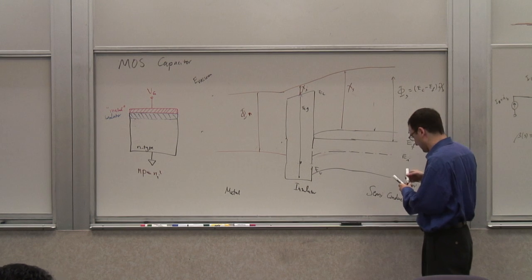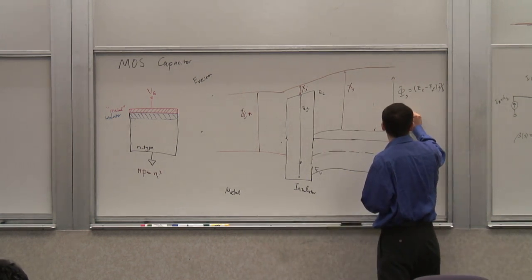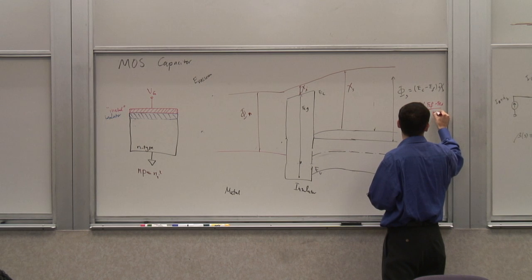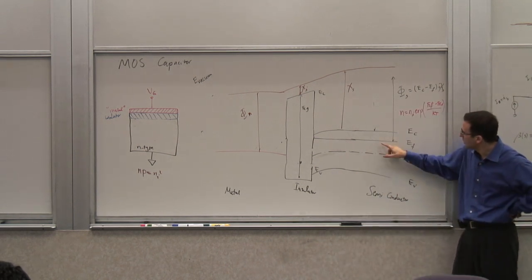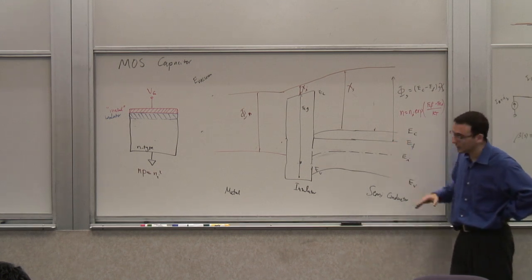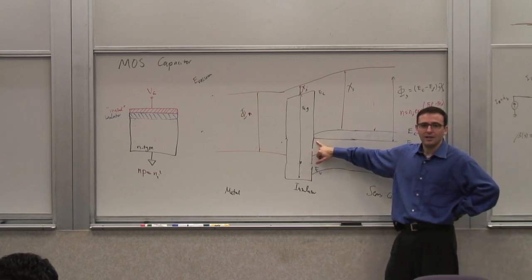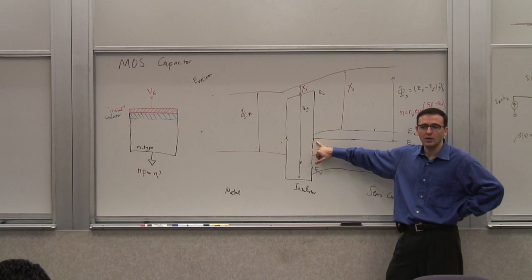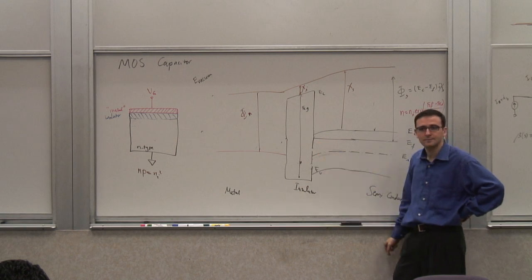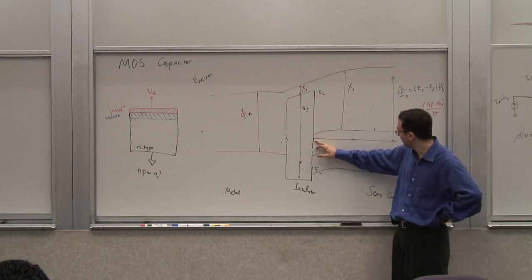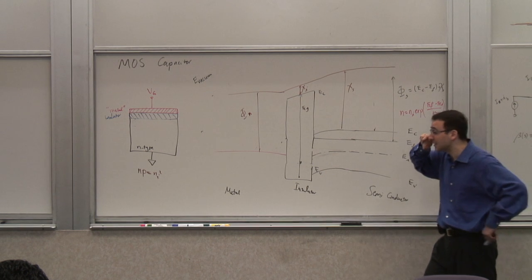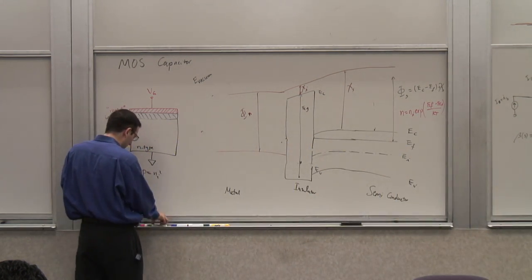And we know n, the density of electrons, is ni e to the EF minus EI over kT. So here, first of all, I know it's n-type, as we said from the beginning, since EF is over EI. But now, what can I say about the density of electrons here at the edge? Do I have more electrons than I have in the bulk, or fewer? I have more, right? Because now EF minus EI is greater here. And therefore, n is greater. That means that I'm accumulating electrons at the surface.